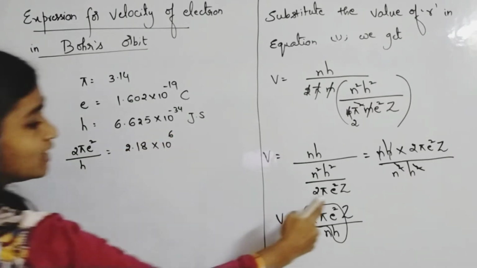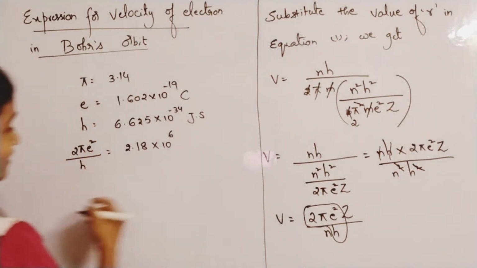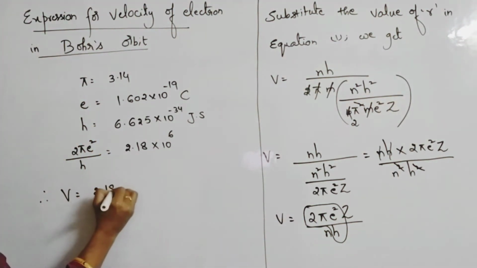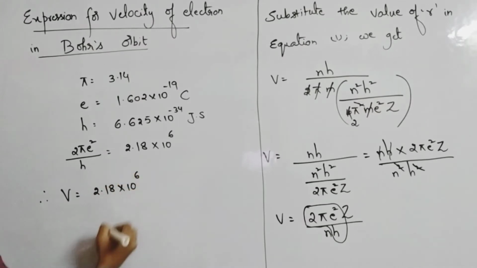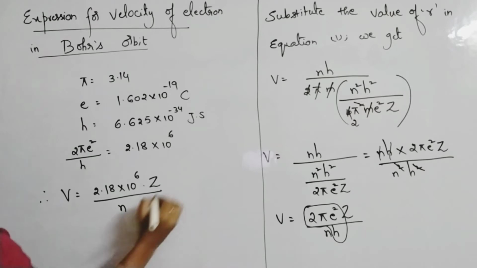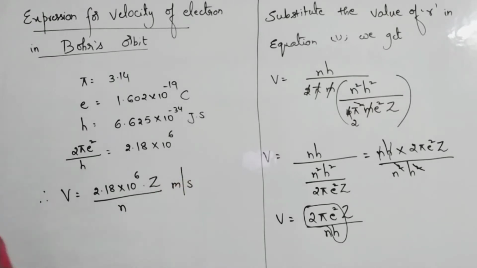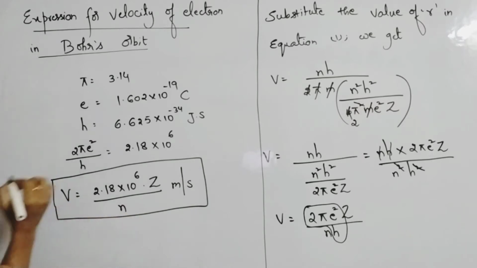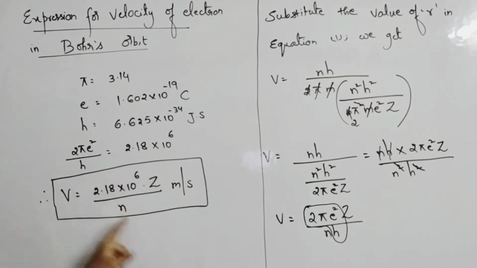Along with that you have Z and N also. Therefore, V will become 2.18 into 10 to the power of 6 into Z by n, meters per second. This is the expression for the velocity of electron. The Z value and n value keep changing with orbit number as well as atomic number.